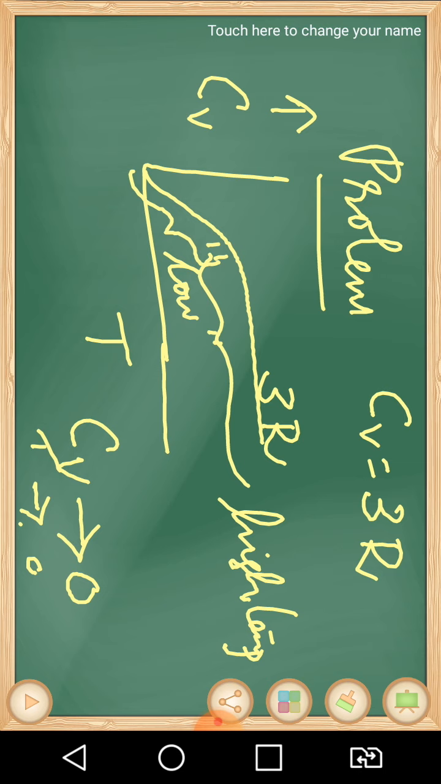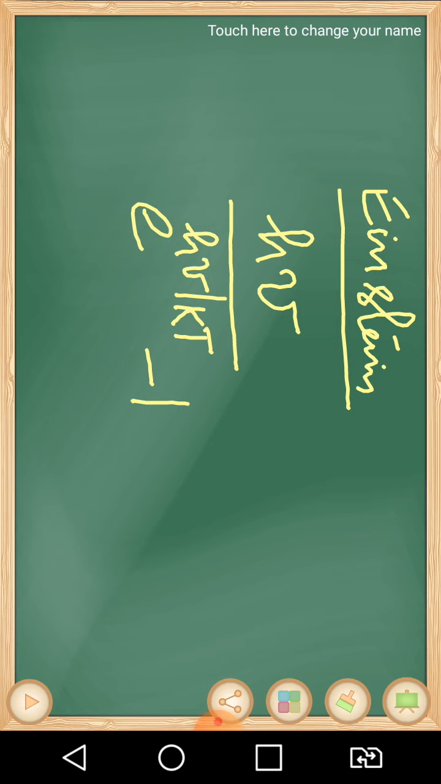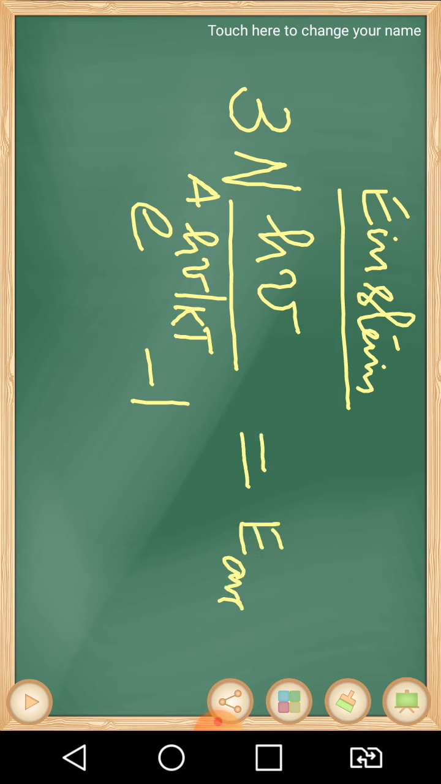h nu by e raised to h nu by kT minus 1. And this is for one oscillator and it is having 3 degree of freedom. So 3. Then Avogadro number of oscillators in the value or the molar heat capacity. And now this is the value for energy. Energy for an oscillator, energy for Na oscillators.